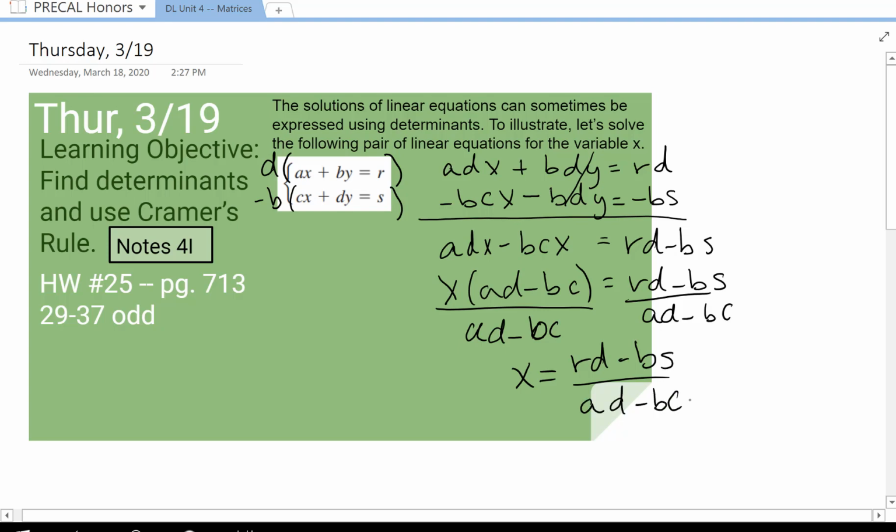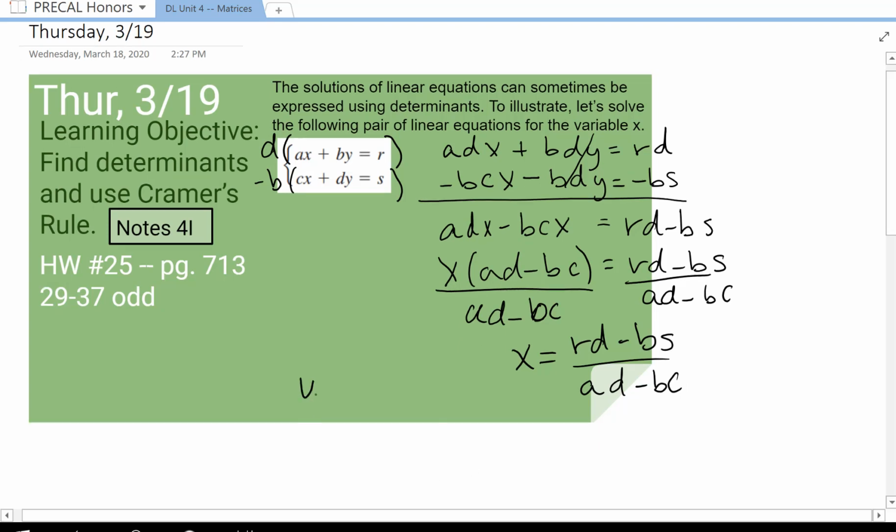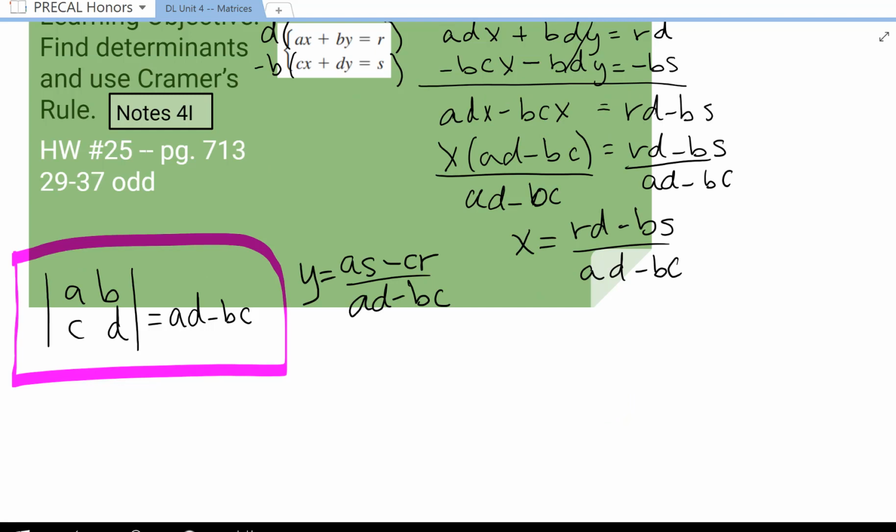I'm not going to show you the whole proof, but you can also get y in the same way. Y is equal to AS minus CR over the same thing, AD minus BC. Recall that the determinant of a 2 by 2 matrix in the form ABCD is AD minus BC, and so the numerator and the denominators of x and y can actually be written as determinants of 2 by 2 matrices.